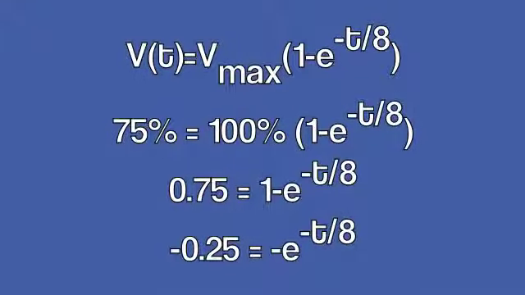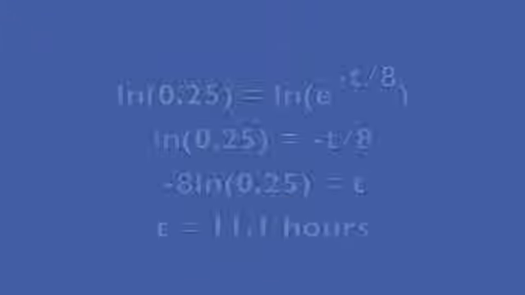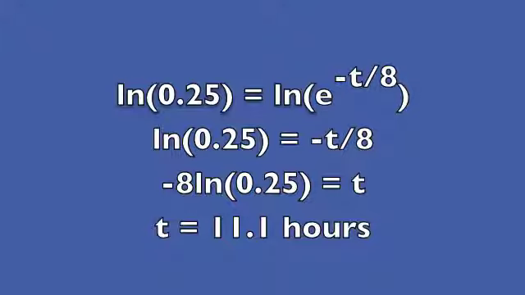Now we can sub in these known values into our known equation. By subbing in these known values, we can rearrange to have both the Euler's constant on one side and a known value on the other. Now, we must natural logarithm both sides to get rid of the Euler's constant. Now we can isolate for t to get our total time value. Our total time value should be t is equal to 11.1 hours.